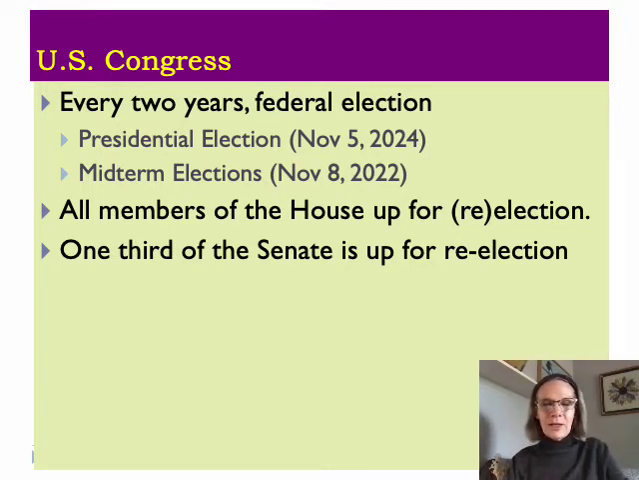In the midterm election, the president will not be up for re-election, but a whole new Congress could potentially be elected at the midterm election, as well as on the presidential election years, because again, you have all of the members of the House and 1/3 of the Senate up for re-election.